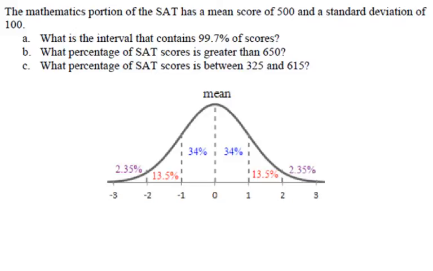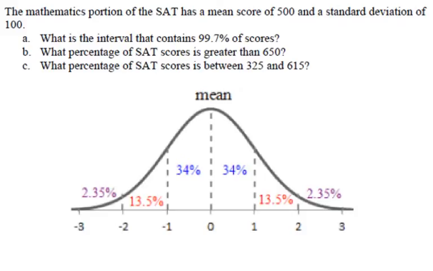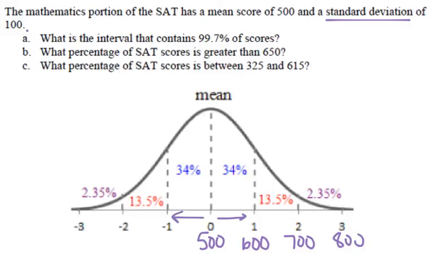So let's start off with the first of these just to remind us of what's going on. This one says the mathematics portion of the SAT has a mean score of 500 and a standard deviation of 100. So if we take this normal curve right here, our mean is 500. Every time we go to the right, we add our standard deviation, which is 100. So one standard deviation to the right would be 600, 2 would be 700, 3 would be 800. When we go to the left, we just subtract 100. So 400 is one standard deviation to the left.